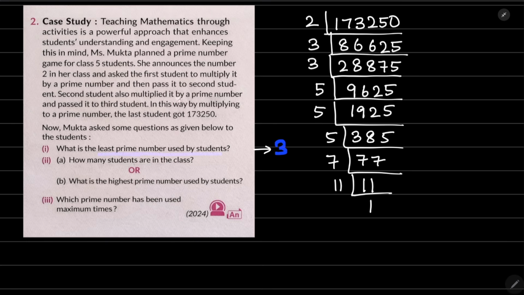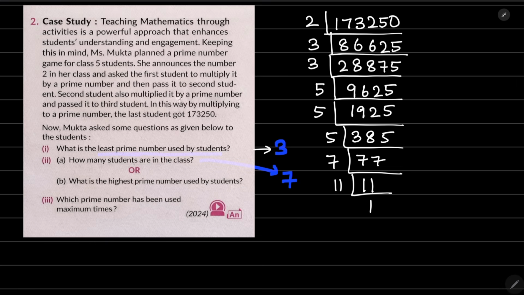What is the next question? How many students are there in the class? Apart from the number 2, how many students would have been there? It is 1, 2, 3, 4, 5, 6, 7. 7 students, right? So how many students are there in the class? The answer is 7 students.